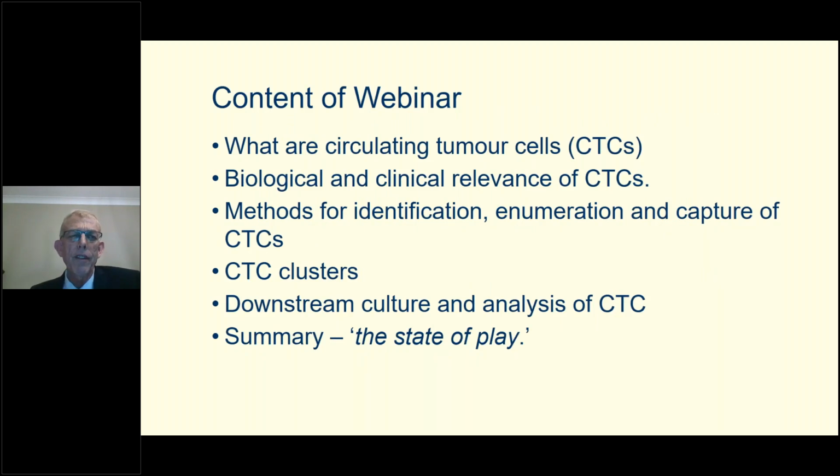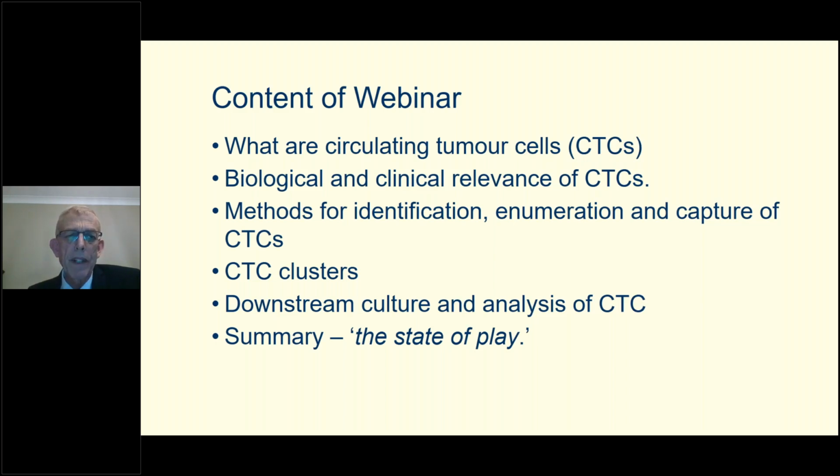So just to take you through the brief content of what I want to go through today, we'll provide a brief definition of circulating tumor cells for those colleagues that may not have studied this particular area, and then focus a little bit on the biological and clinical relevance of circulating tumor cells. And then we'll get into the main body of the talk where we'll look at different platforms, different methods that have been developed for identification, enumeration, and capture of CTCs.